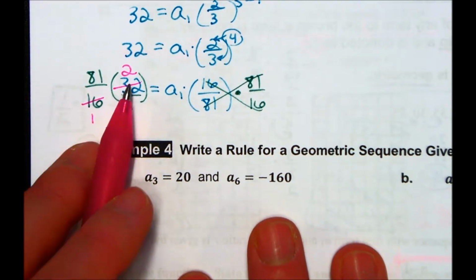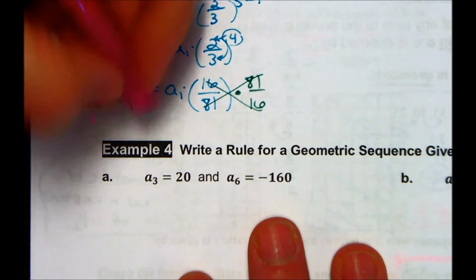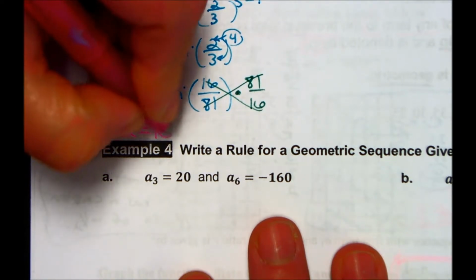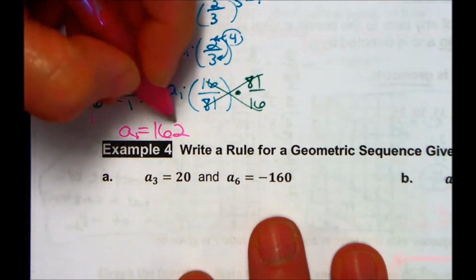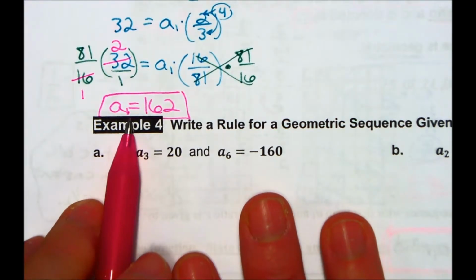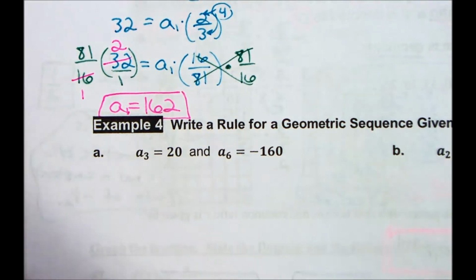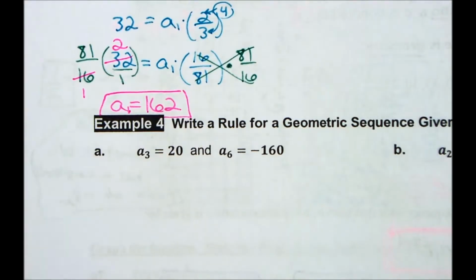And then multiply across the top. 81 times 2 is 162 over 1. So a sub 1 is going to equal 162, which means the first term in our sequence is 162. And we're going to have to graph that also in a minute.